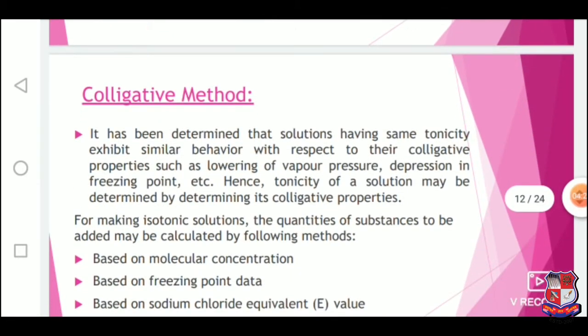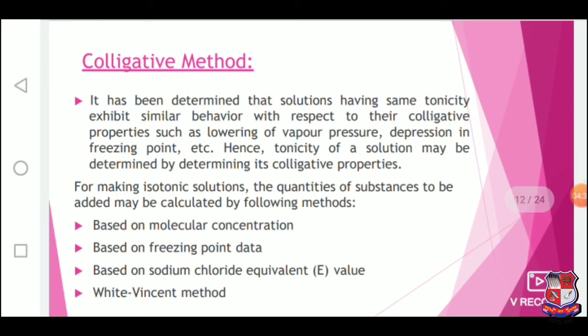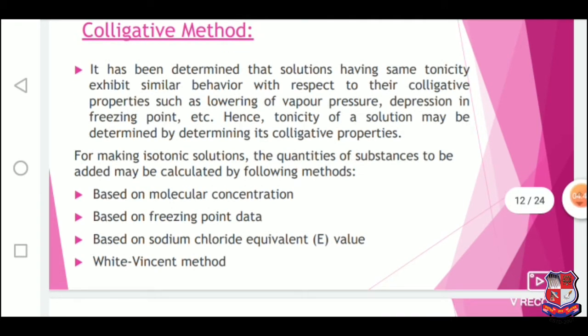Colligative method. Here, the method is to determine that solutions having the same tonicity exhibit similar behavior with respect to their colligative properties, such as lowering of vapor pressure, depression in freezing point, etc. Hence, the tonicity of the solutions may be determined by determining its colligative properties.